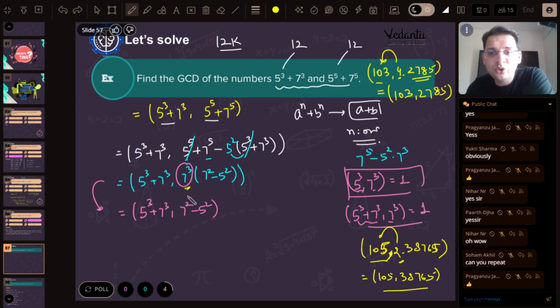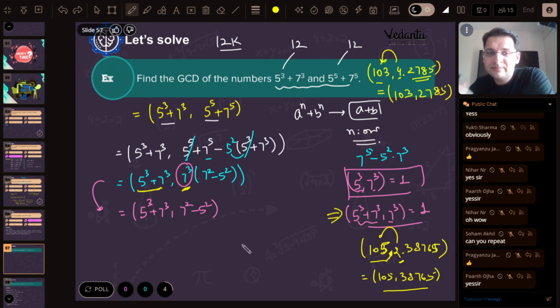So 7 cube and 5 cube plus 7 cube are co-prime. So can I say I can remove 7 cube from here, because 7 cube is not coming out, or any factor of 7 is not coming out common from this, because they're co-prime. So what I'm doing is I am lowering down the numbers.